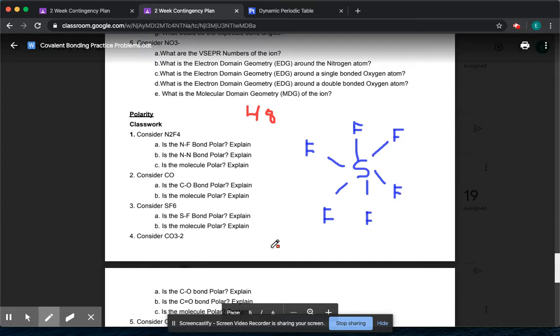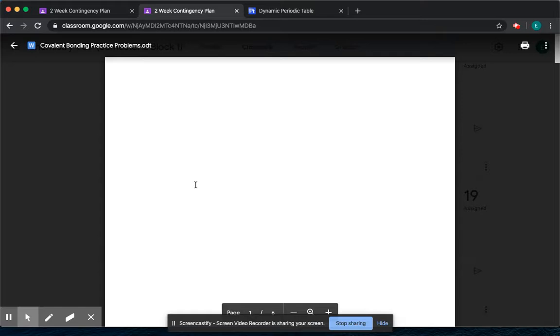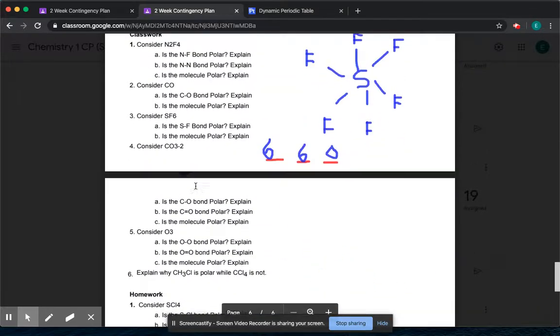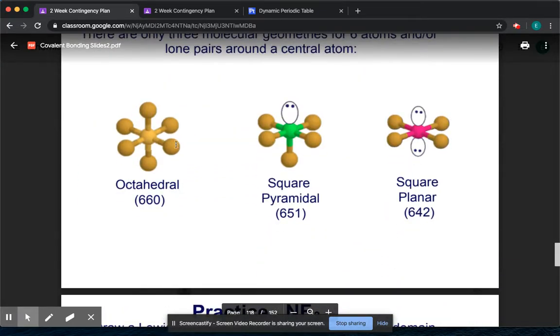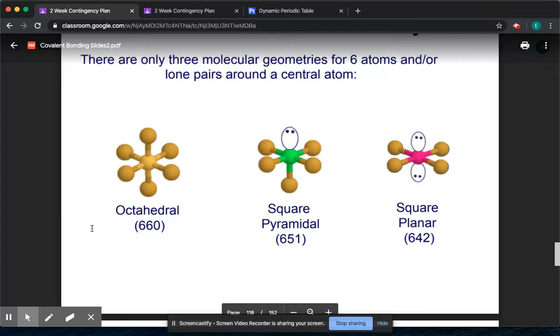So if we do the VSEPR numbers, again, 3 numbers. The first number is bonds and lone pairs. There are no lone pairs on the sulfur. You just have 6 bonds. So this would be 6. The second number is just bonds. So again, this would be 6. And then there are no lone pairs, so it's 0. So you have 6, 6, 0. 6, 6, 0 would be octahedral.